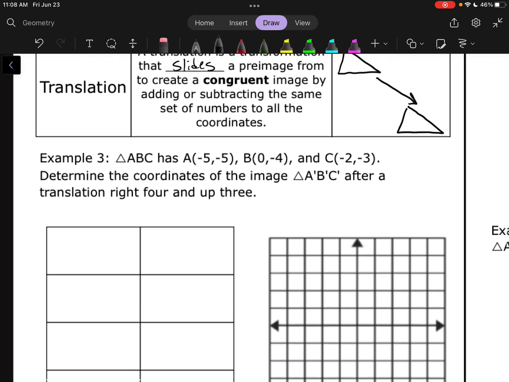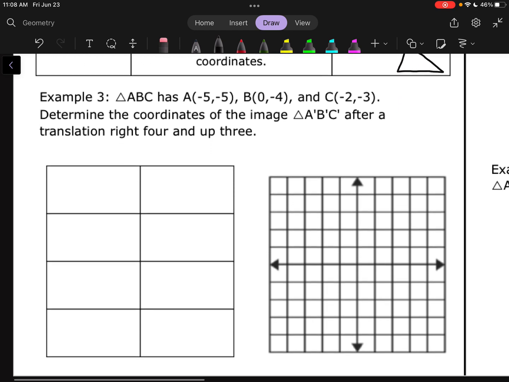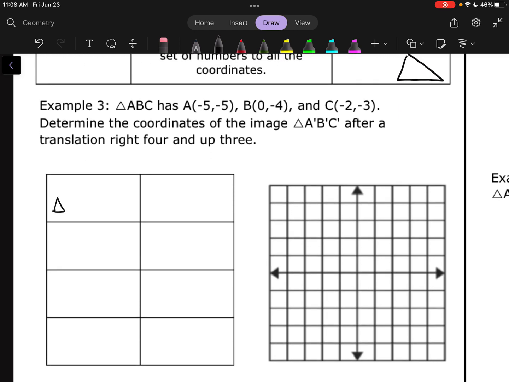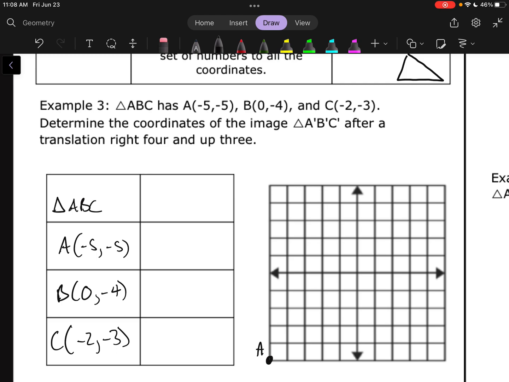Let's see how to do that here. What are our coordinates? We've got triangle ABC. A is at (-5, -5). B is at (0, -4). C is at (-2, -3). So (-5, -5) is all the way down here. (0, -4) is here. And (-2, -3) is right here.